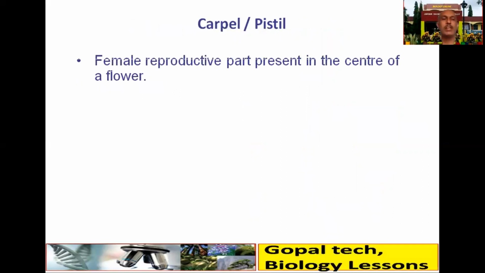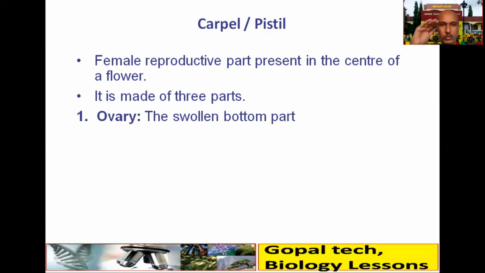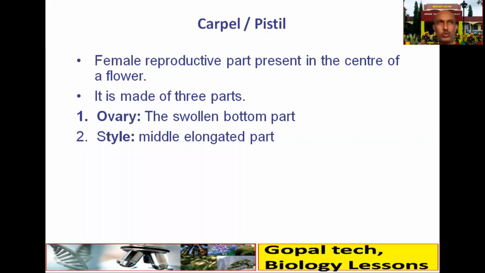Now come to the carpel or pistil. It is a female reproductive part present in the center of a flower, a central part. It is made up of three different parts: ovary, the basal or bottom part, which produces ovules, that is female gamete.